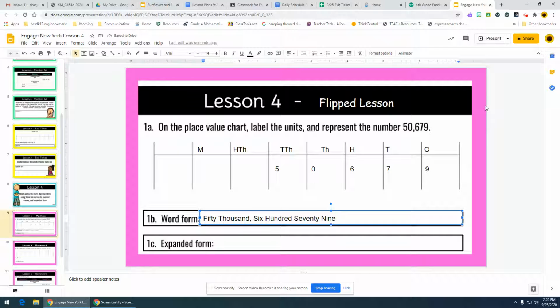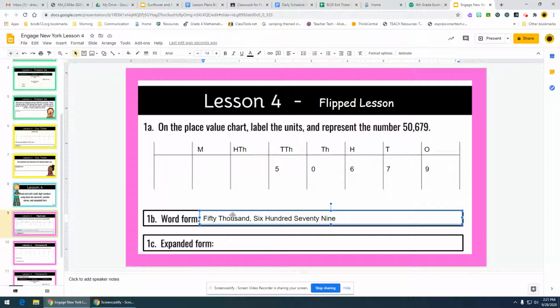Okay. If you are struggling with spelling, I'm going to put in the classroom how to spell each of these different digits. So please utilize that as a resource in the Google Classroom. It will be there for you to be able to use.